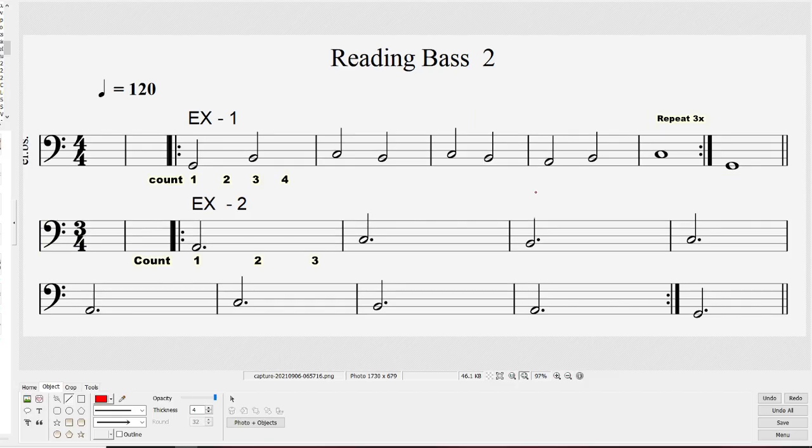Next is example 2. You will notice this example is in 3/4: 3 beats to a measure, and a quarter note receives 1 beat. Now you will notice there are no quarter notes. There's a half note with a dot. What does the dot do? A dot increases the note's value by half of itself.